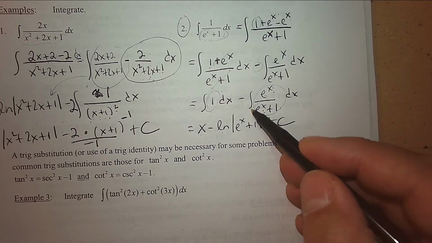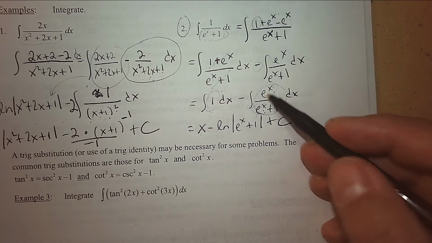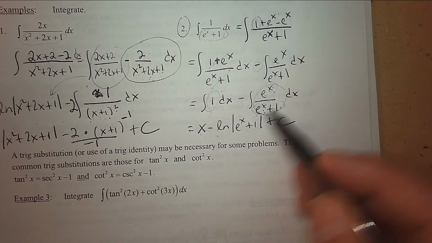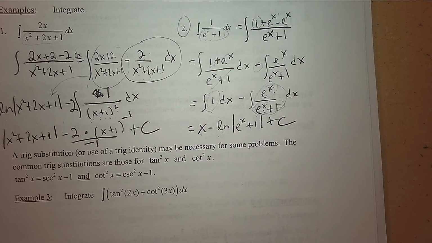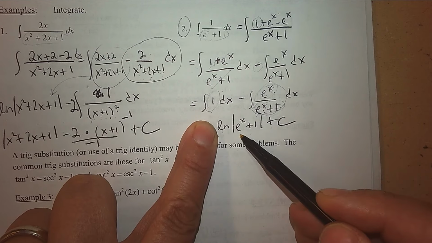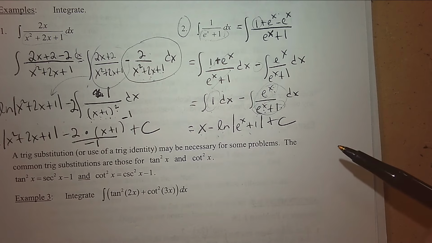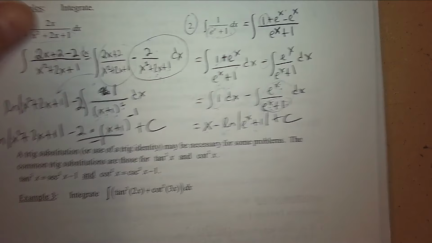You look at the denominator. The derivative of the denominator is in the numerator. It's ready to go. The hook is there. It's ln of whatever's in the denominator. If you took the derivative of this, what would it be? 1 over e to the x plus 1 times the hook, which is e to the x. You can see how it matches. Number 3.